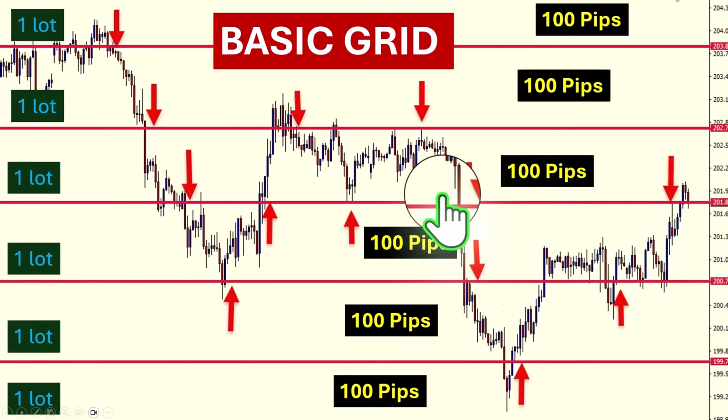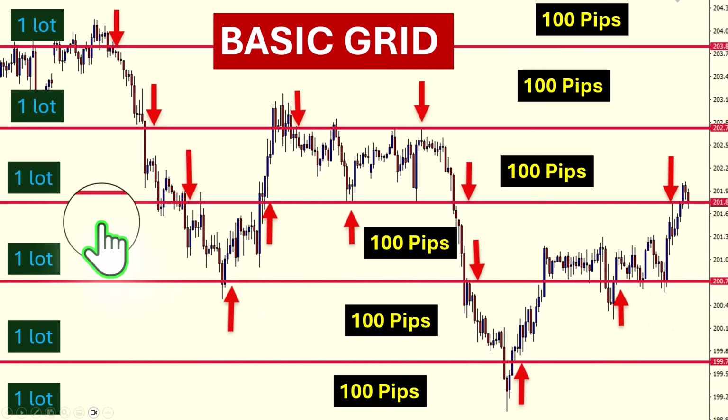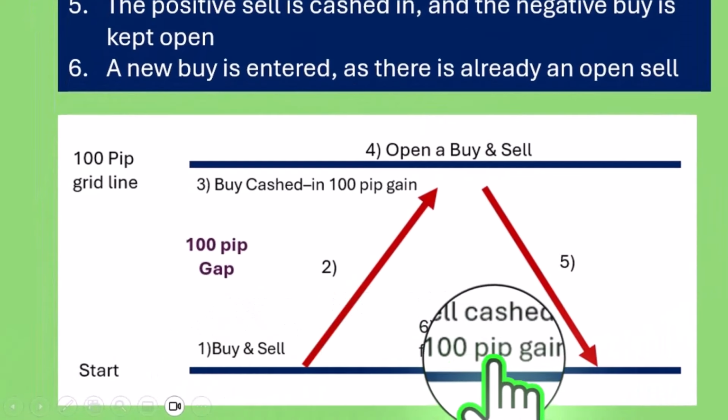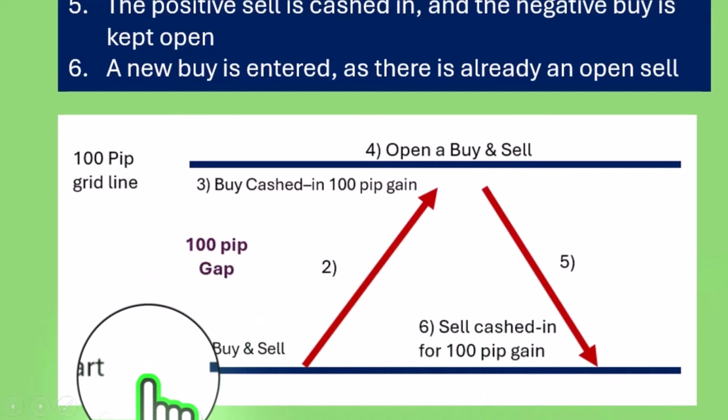Every time the price reaches a new grid level, you make sure that there is a buy and a sell active at that level, and you use this kind of lot size. Now let's talk about the basket and bundle closure concept. It's quite a complicated one if you are new to grid trading, but let's work through it. Remember that starting line I mentioned earlier. The first step is to start with a buy and a sell.